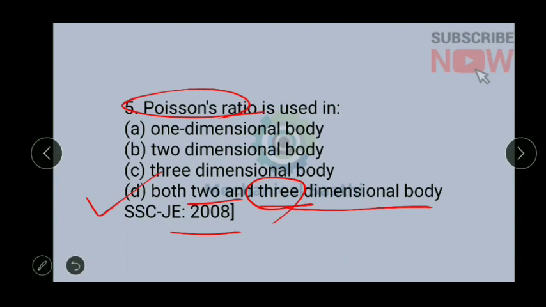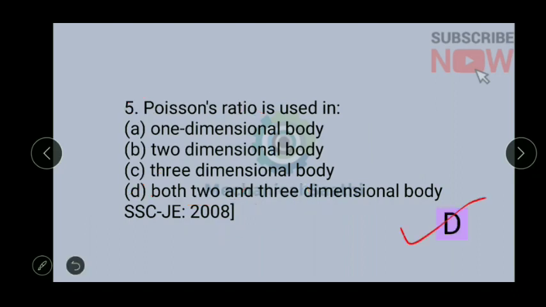Okay, so here Poisson's ratio can be applied to both two and three dimensional bodies. So here option D will be the correct answer. Let us check it. So we can get option D as our correct answer.